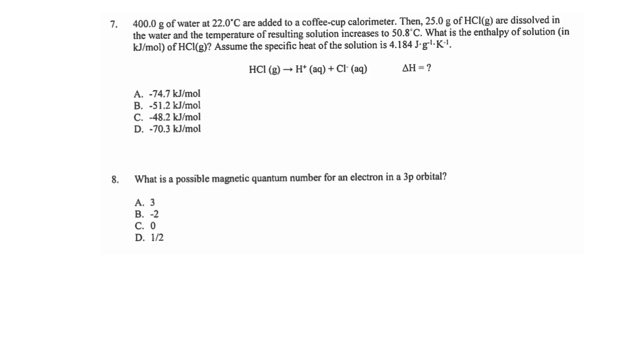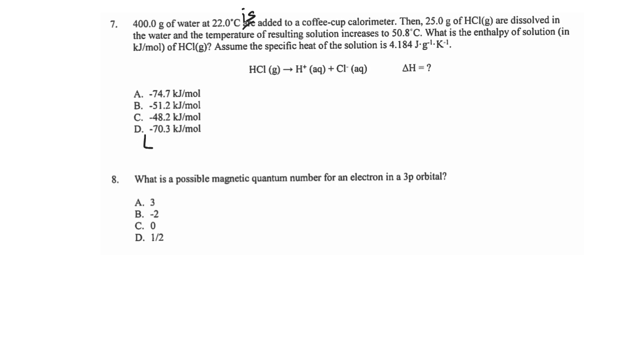400.0 grams of water at 22 degrees is added to a coffee cup calorimeter. Then 25 grams of HCl gas is dissolved. I don't know who wrote this test. They can't do simple grammar, I guess. But so you mix water and HCl gas, the temperature of the resulting solution increases by quite a bit. What is the enthalpy of solution in kJs per mole?